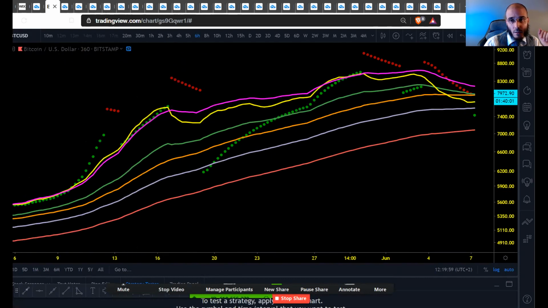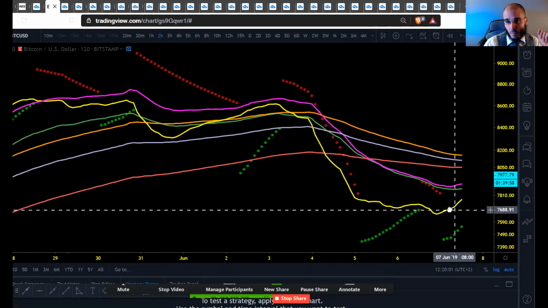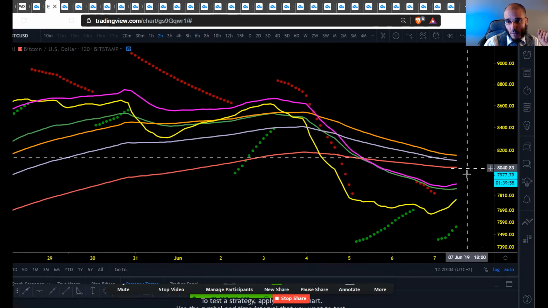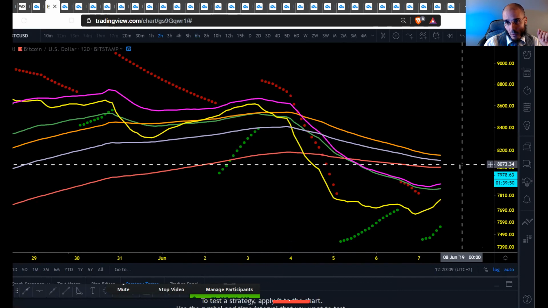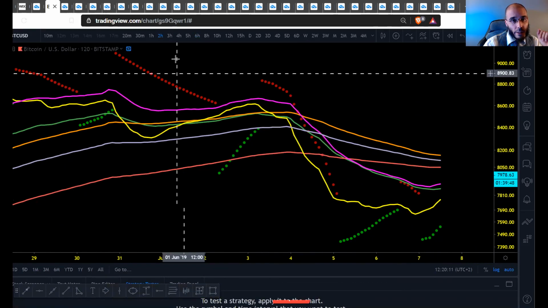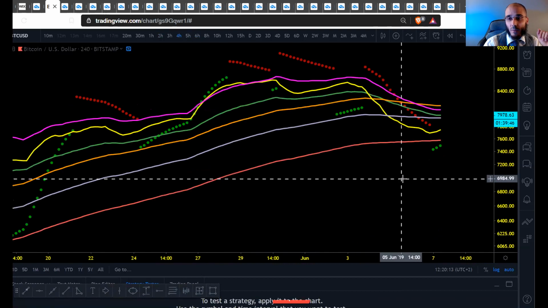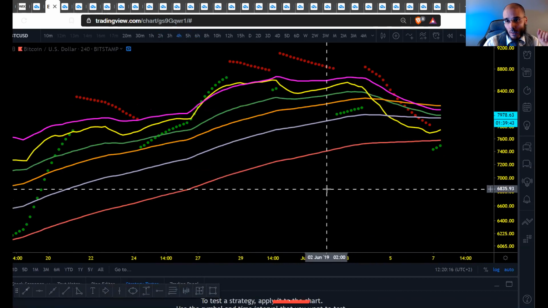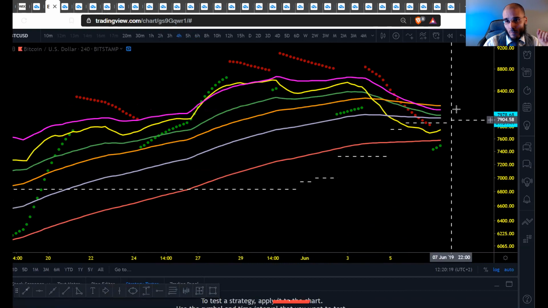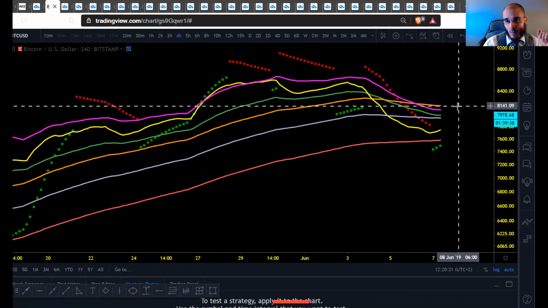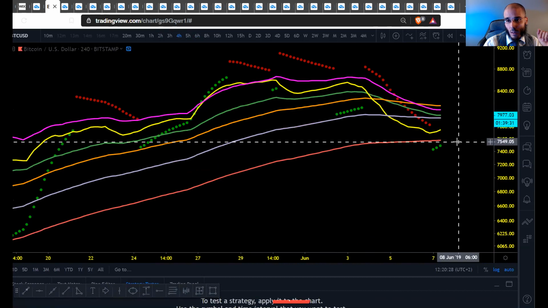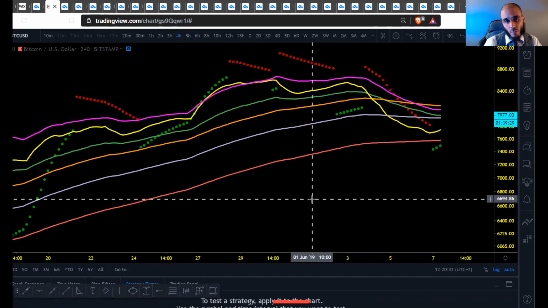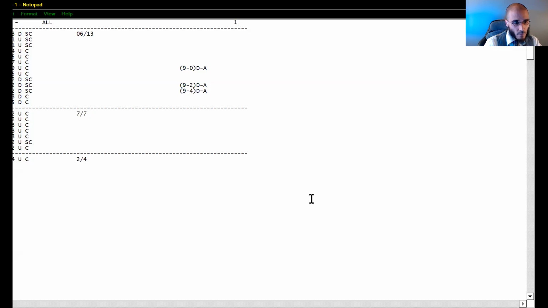So I was saying that the 2-hour is flat. I gave it a flat for 2 hours. 4 hours, I'm checking. This one is down. This one is flat. This one is flat. This one is flat. This one is up. This one is up. So I give the 4-hour a flat too.